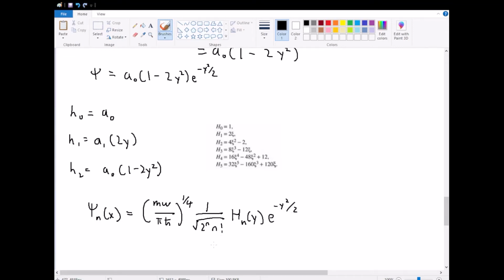So everything here is what we would expect. The only difference is this term of 1 over the square root of 2 to the power of n times n factorial, and that comes from having to normalize the Hermite polynomials. And once again, since that's more of a math exercise, it's not going to be covered extensively here.